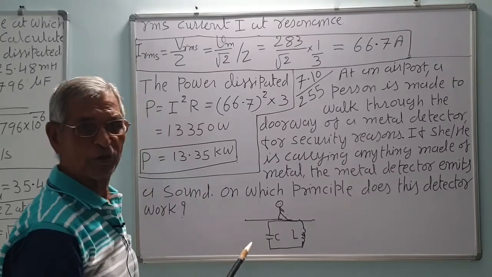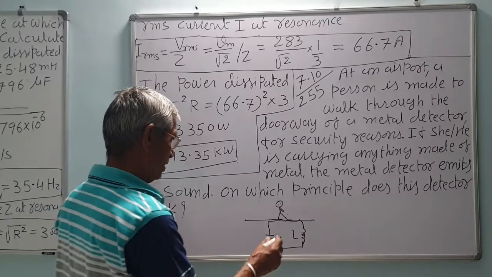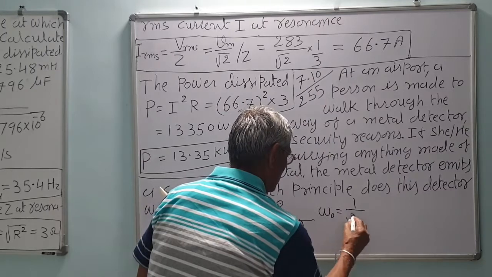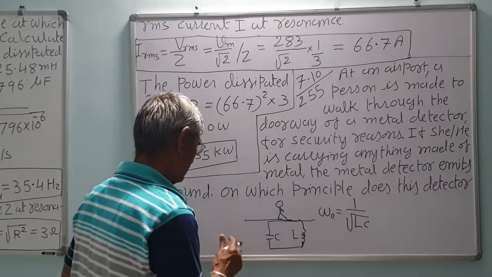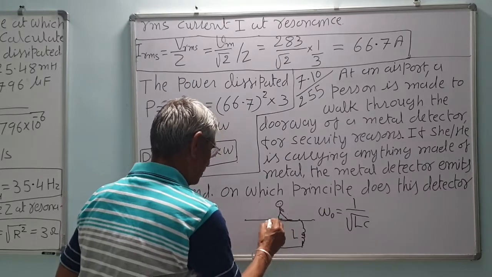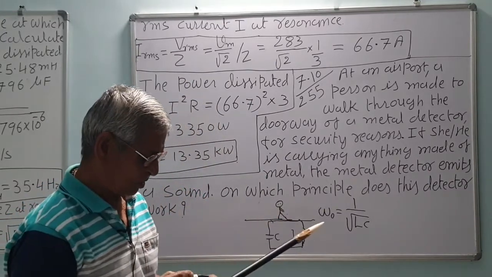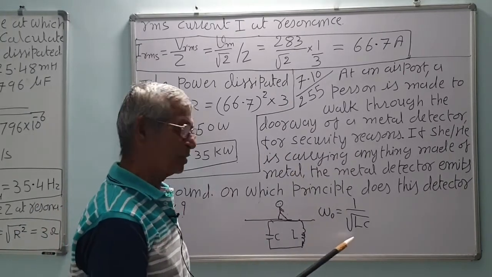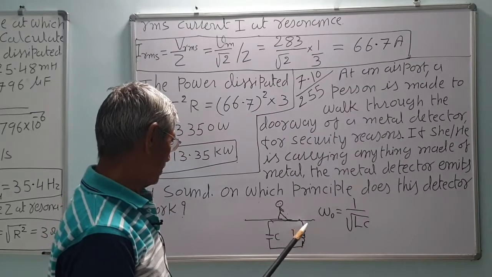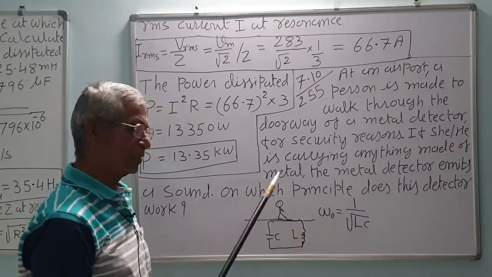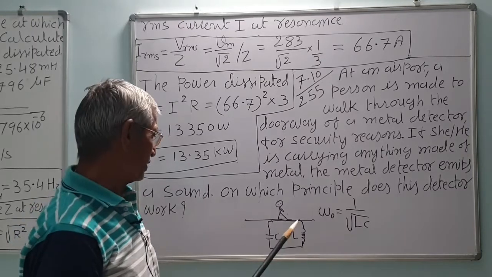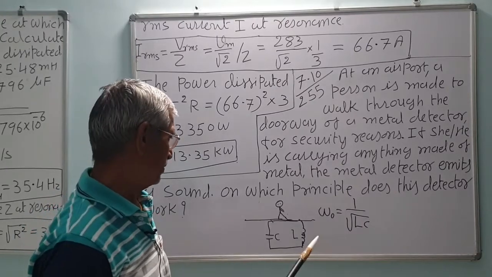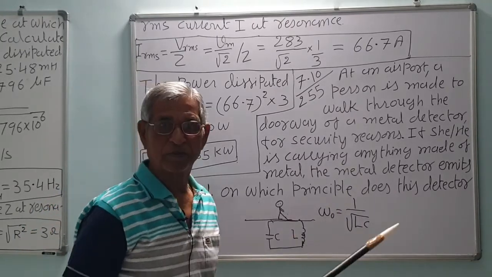The resonance frequency omega 0 is 1 upon under root LC. Remember, the current is passing like this. When you walk with a metal or any gold or other metallic articles in your pocket, the current in the circuit will change. This current change, since it is connected with the electronic circuit, gives a particular sound, that is an alarm, and you are detected. So you will be checked again.